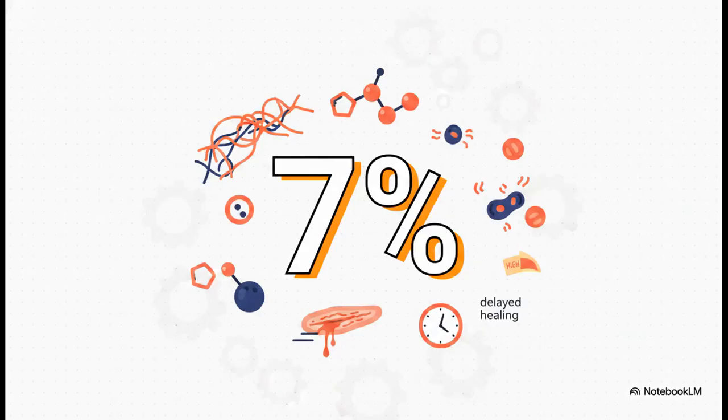The source data actually pinpoints a critical clinical threshold here. This delayed healing becomes especially slow and highly problematic when a patient's HbA1c levels climb above 7%. That single metric is a massive red flag. It tells us the patient's internal healing environment is severely compromised.